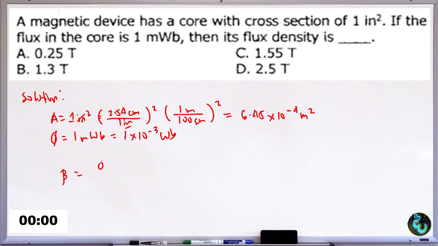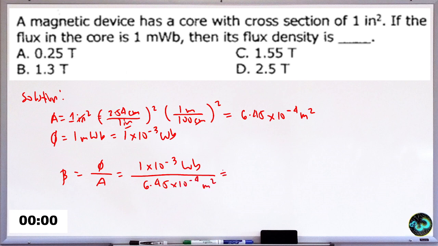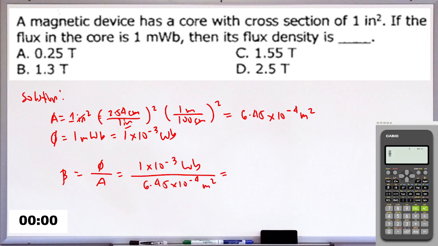So our flux density is equal to flux over the area. So, flux is 1 times 10 to the power of negative 3 weber. Habang yung ating area is 6.45 times 10 to the power of negative 4 square meter. Okay. So, we have 1 times 10 to the power of negative 3 divided by 6.45 times 10 raised to the power of negative 4. So we have 1.55 Tesla. So the correct answer is letter C.